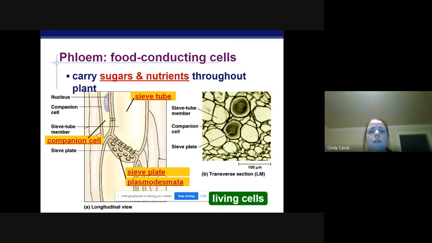Phloem is your food conducting cells. So these go in both directions depending on the season. And you have this companion cell here, and this is your sieve tube. Now the sieve tube is hollow, but it's alive. And the reason it's alive is because of this companion cell. The companion cell has a nucleus, it does protein synthesis, it makes energy, and it's basically just keeping the sieve tube alive, okay? It's like life support for the sieve tube. And then we have, again, you can see the sieve plate here has all those holes, those plasmodesmata for the sugar to go through.